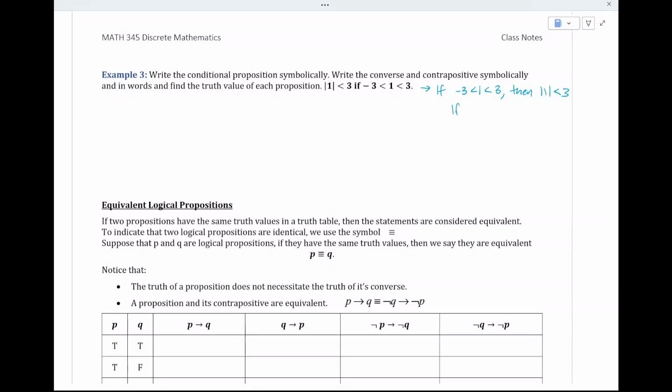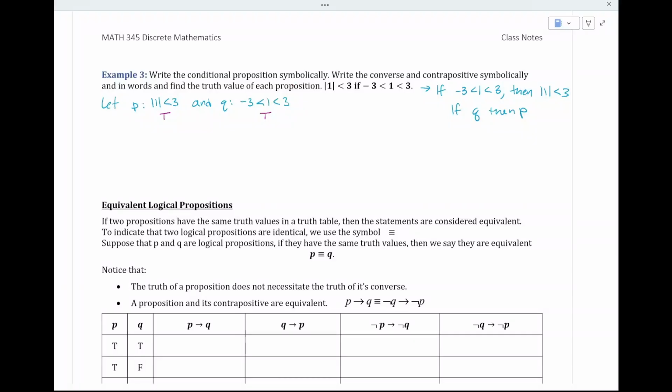So this is if Q, then P. I'm going to let P be absolute value of 1 is less than 3, and Q be -3 is less than 1 is less than 3. It doesn't really matter what you label things as long as you write down what you're labeling them, and then you use them correctly in the way that you write them. So I'm looking at some truth values here. Absolute value of 1 is less than 3, that's true, and -3 less than 1 less than 3, that's also true. So both of these are true.